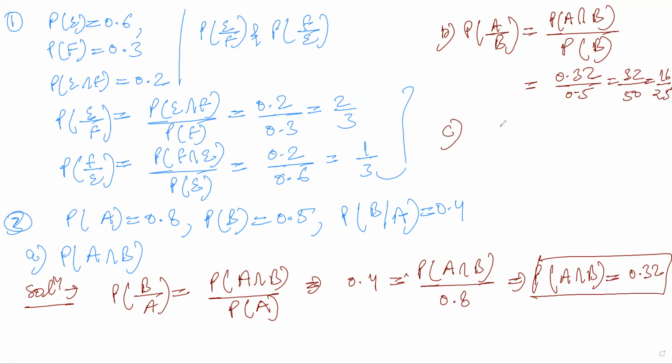Now C part. We have to find out probability of A union B. How can we solve this, Fatima? Probability of A union B?